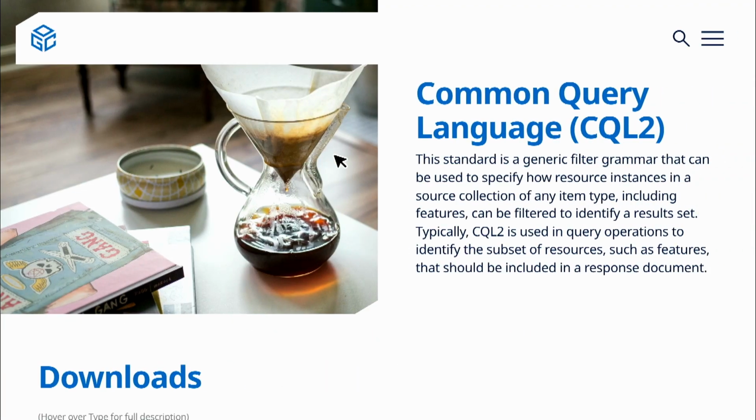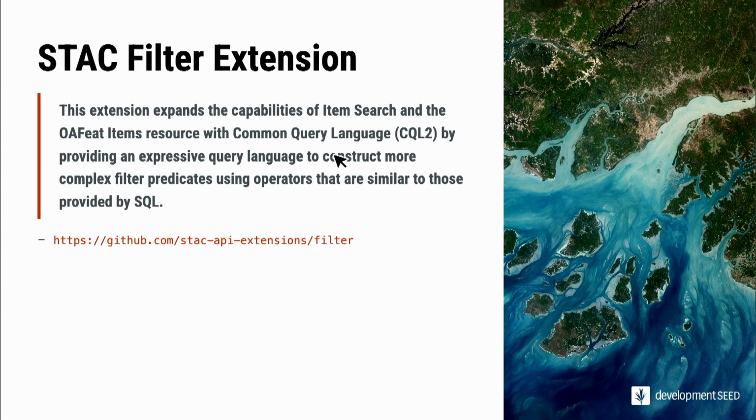What is CQL2? It's a way to express filter grammar for filtering JSON data effectively. And why do we like it? Because we use it with the STAC filter extension. So if you want to filter data in a STAC API, CQL2 is the way you describe those filters.